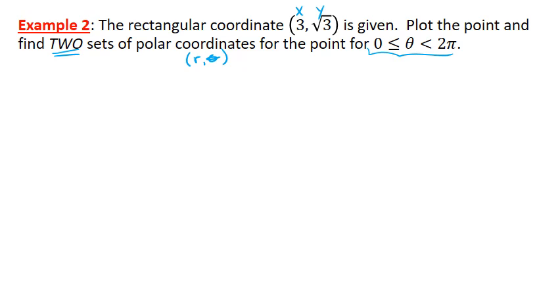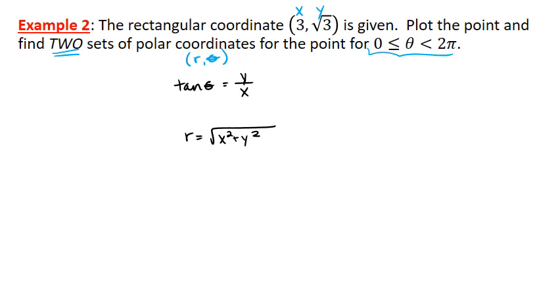So from a few slides ago, you should have recognized that tangent of theta is found by taking y over x, and r is found by taking the square root of x squared plus y squared. On that previous slide, it's really r squared is equal to, so I just took the radical of both sides. But I kind of jumped the gun a little bit and I forgot to plot this.